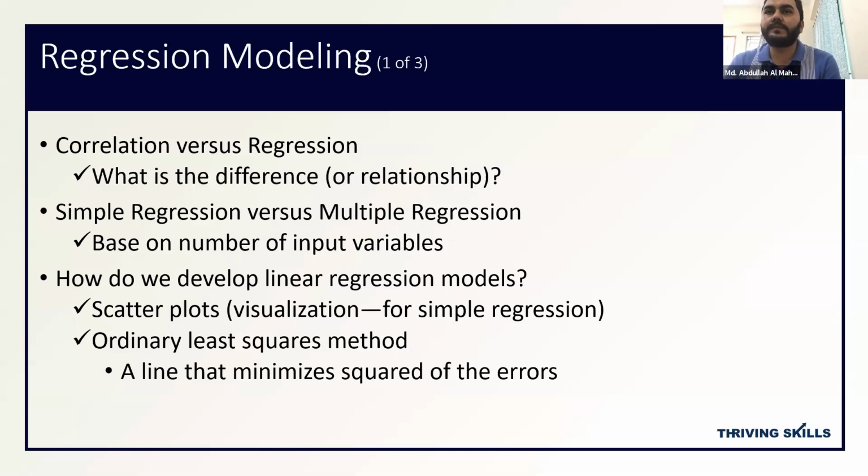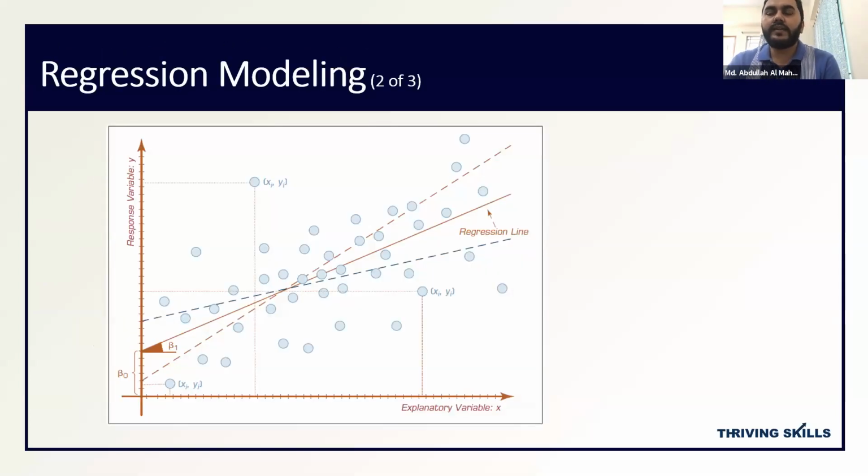And here you see, how do we develop the linear regression model? Here are scatter plots. We call it simple regression. Linear regression is there, and this is the ordinary least squares method, that is, we call a line that minimizes the square of the errors. Now you see, this is our regression modeling through linear regression.